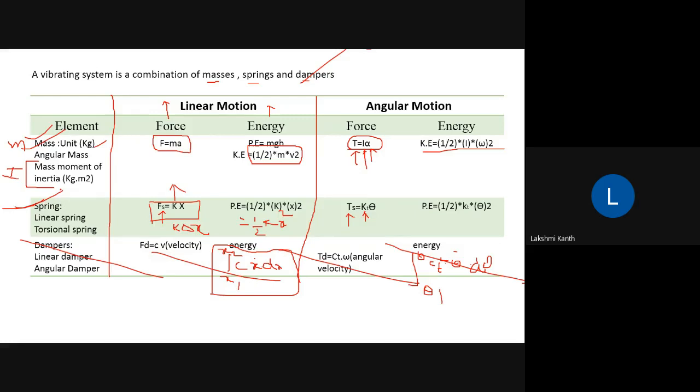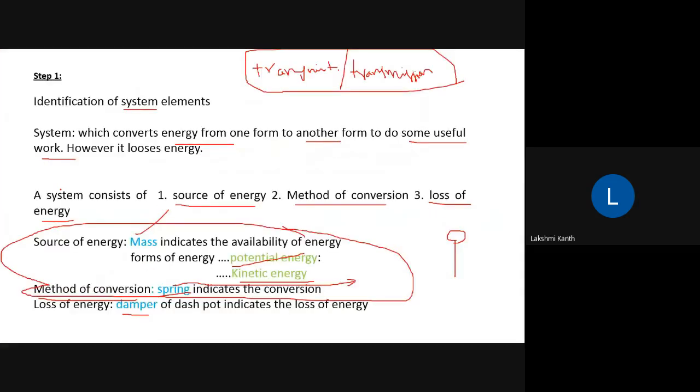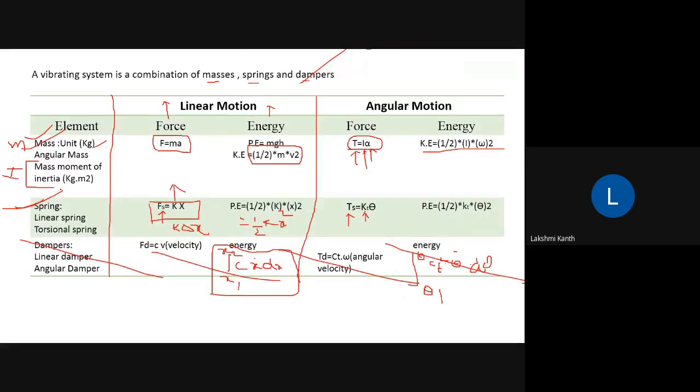So these are the in-depth discussions of step 1, the identification of the elements: the source of energy, the method of conversion, the loss of energy, and in detail the source of energy related to the motions, and connecting these source elements to the motions in terms of mathematical formulas. So anybody having any doubts, please raise them. Don't compromise. Compromising is not good for learning, and for this type of exam it is not recommended. Is it clear?